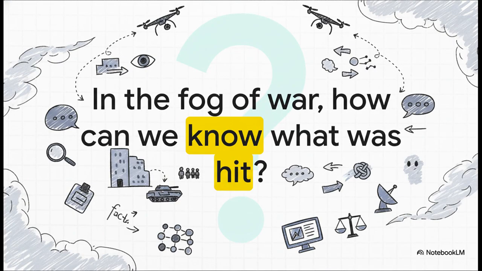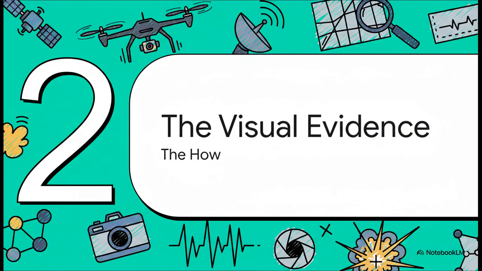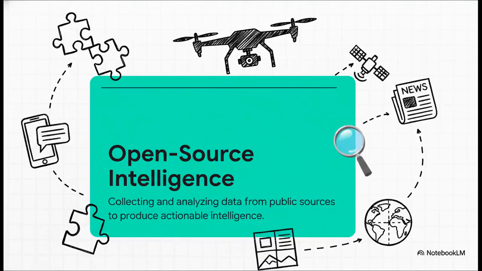And right away, you hit the big problem. I mean, with propaganda and different stories coming from every side, how can anyone possibly know for sure what really happened? How do you cut through the noise and separate fact from fiction? Well, the answer is in the evidence, and more importantly, how you find it. So let's get into the how, the actual tools and techniques that let people verify this strike with, honestly, incredible precision.